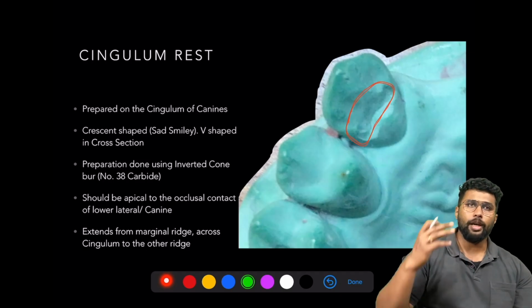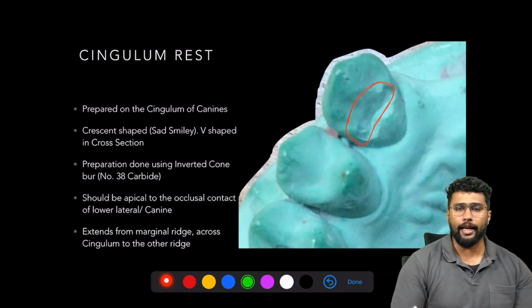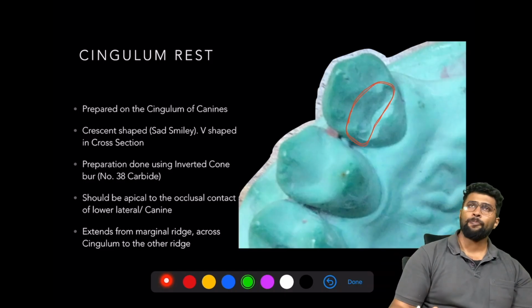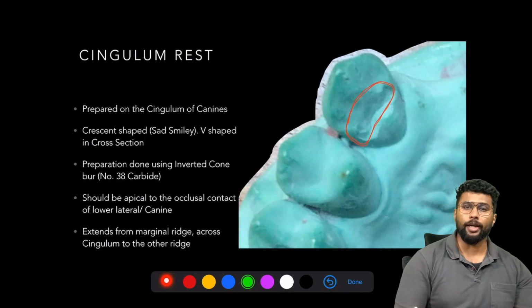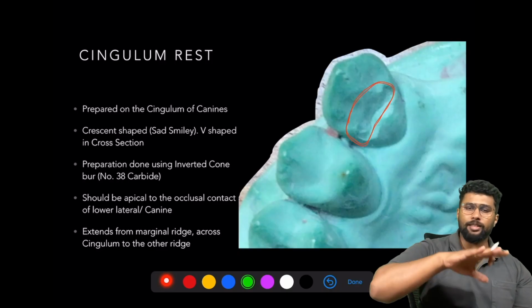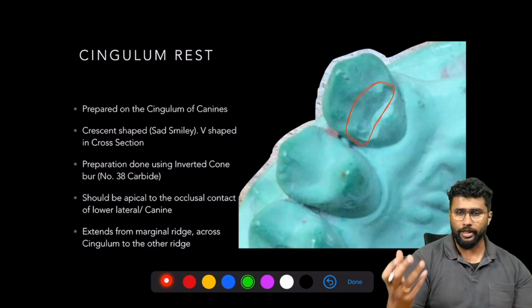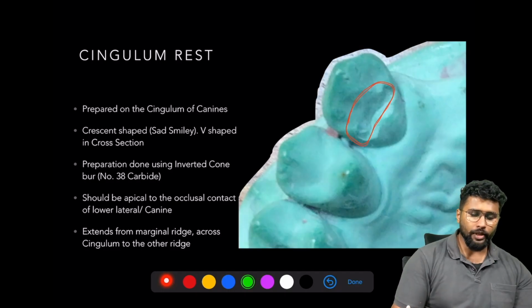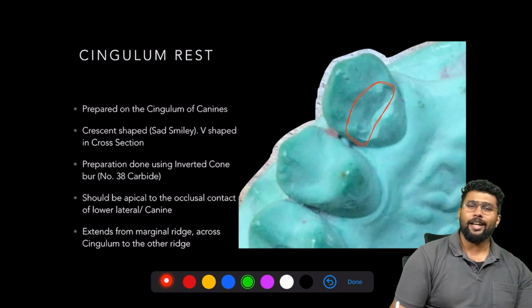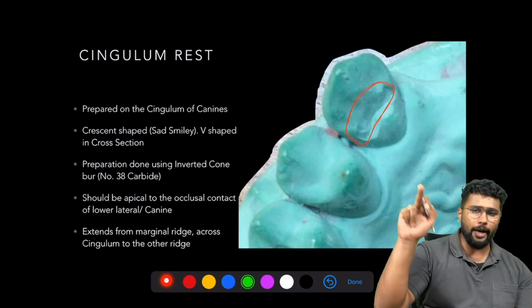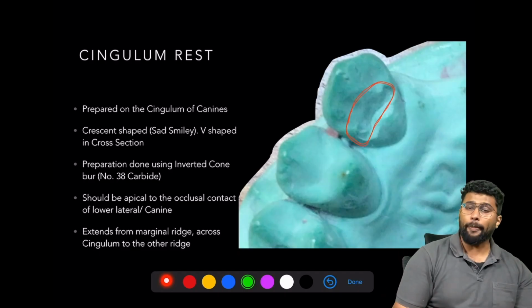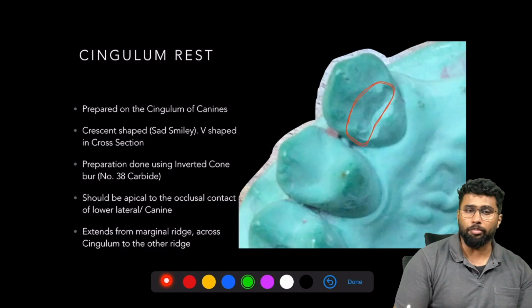Next comes the cingulum rest. Now, I told you it is the same thing that is prepared in a canine on the lingual surface. The cingulum of the canine, especially the lower canines, automatically provides a recess. The anatomy itself provides a recess for you to prep the tooth to receive a cingulum rest. Right? It is a crescent shaped or a sad smiley shaped. And if you look at it in cut section, it is a V-shaped notch. Right? The preparation is done using an inverted cone bur, right?